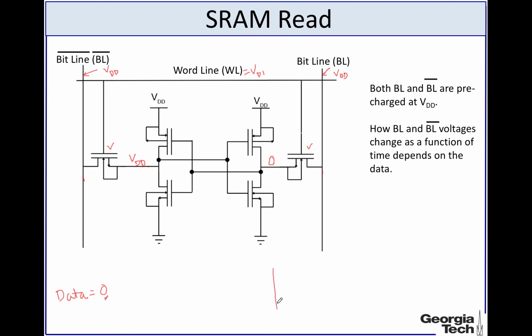So if we summarize, if the data stored is 1, then the bit line bar voltage will be smaller than the bit line voltage. So VBL bar will be smaller than VBL. On the other hand, if the data stored is 0, then the voltage at the bit line bar will be larger than the bit line voltage. So this is a very simple way of explaining how the SRAM read works.